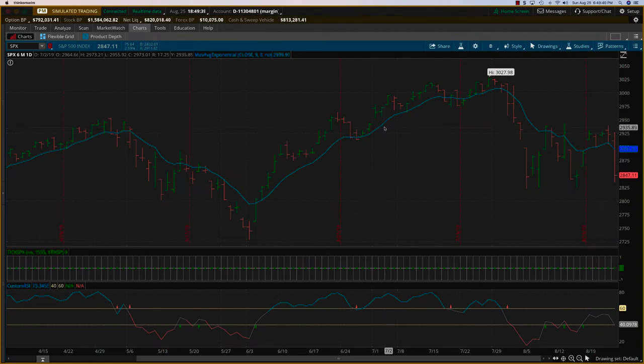So over the weekend, I was just reviewing some longer term charts. It's always a good idea to review the longer term picture as well. So as you can see, this is a 6 month daily chart.